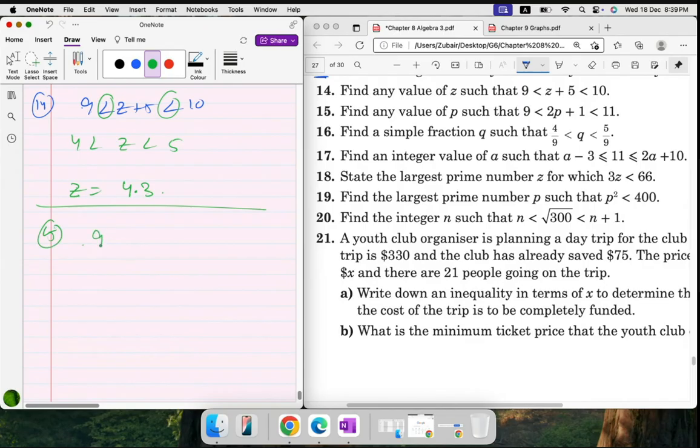15. 9 is less than 2p plus 1 is less than 11. The way you feel comfortable, do it that way. I'm doing it direct again. I'm subtracting 1 from all of these. This is 8 less than 2p less than 10. Now I'm dividing by 2. This is 4 less than p less than 5. So again, any value between 4 and 5, let's say 4.2.